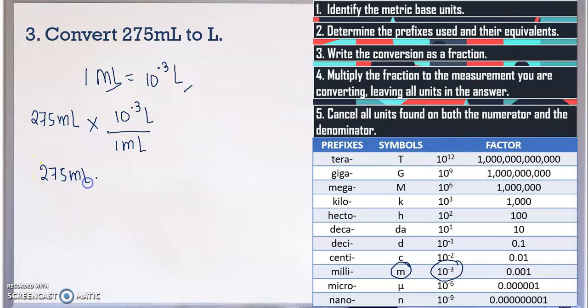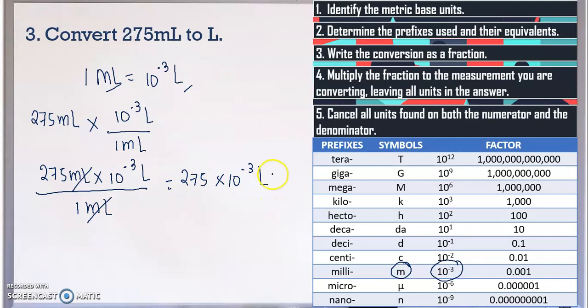275 ml times 10 raised to negative 3 liters divided by 1 ml. Cancel out ml, and the answer would be 275 times 10 raised to negative 3 liters. The decimal point must be moved to the left. These 2 movements to the left give us a value of positive 2, which must be added to the initial exponent, which is negative 3. Negative 3 plus 2 is equal to negative 1. The final answer is 2.75 times 10 raised to negative 1 liter.